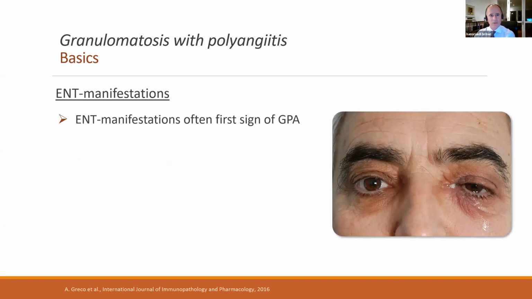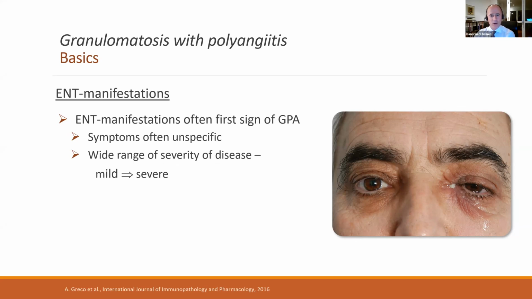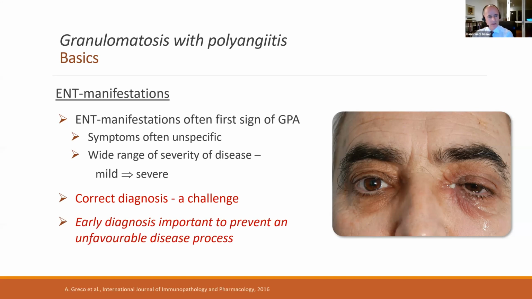What is important for us to know is that ENT manifestations are often the first manifestation of the disease. And it's also important to realize that the symptoms are often very unspecific. They have a wide range of severity. It may be from mild to extremely severe. And these facts make the diagnosis a real challenge. However, it is important to establish an early diagnosis in order to prevent an unfavorable disease process, because we have the experience, and this is also documented in the literature, that earlier treatment may prevent a fatal course of the disease.